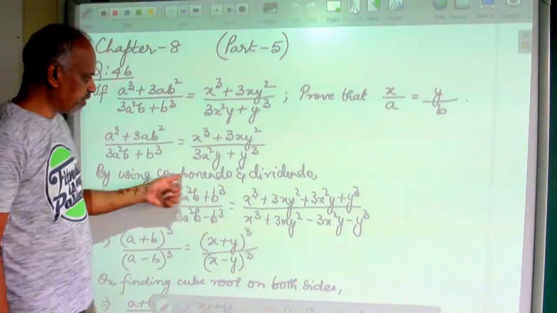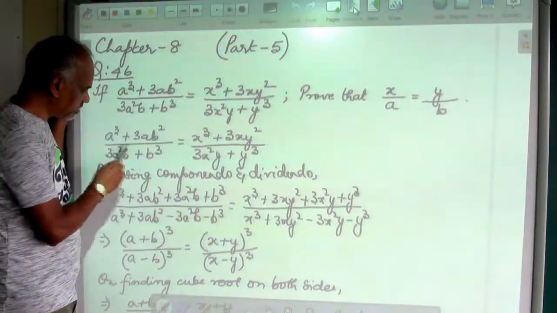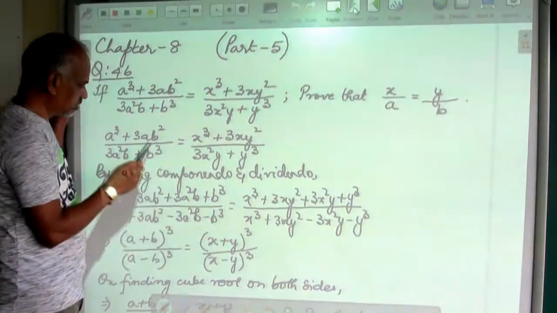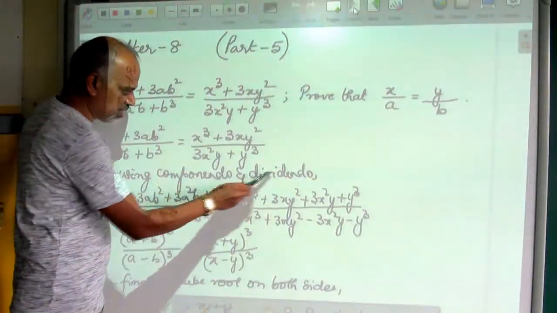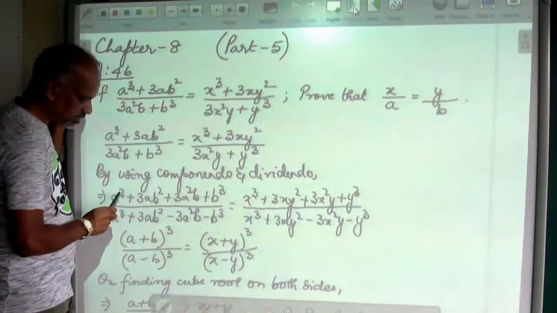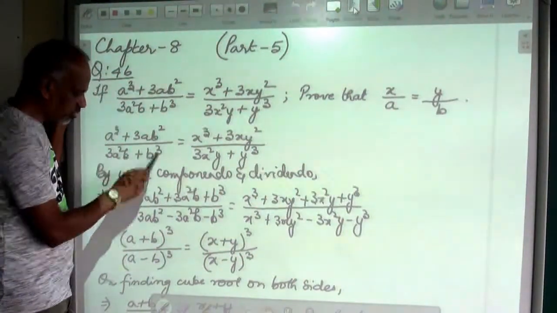The only option is you can use componendo and dividendo. So, by using componendo and dividendo, this is the antecedent, this is the consequent, this is the antecedent, this is the consequent. So, when you use componendo and dividendo, it becomes antecedent plus consequent, that is here, divided by antecedent minus consequent.